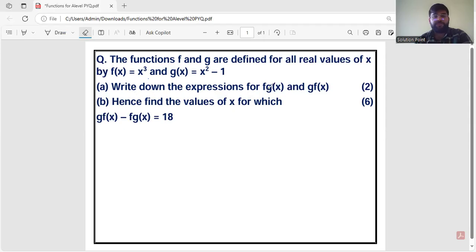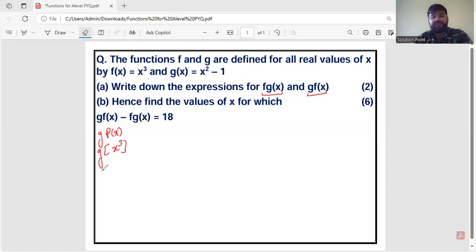Now in the first part of the question, we need to work out f of g of x and g of f of x. So let's start by finding g of f of x first. g of f of x means we need to find g of x cubed, since I mentioned that we need to square this value and then subtract 1 from it.